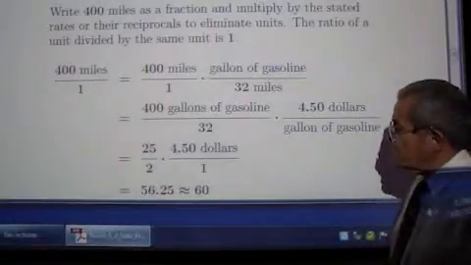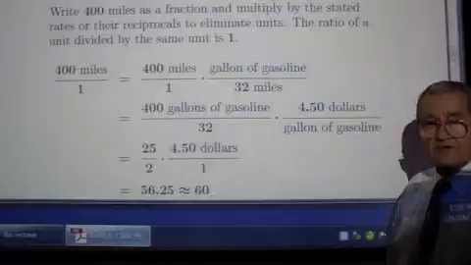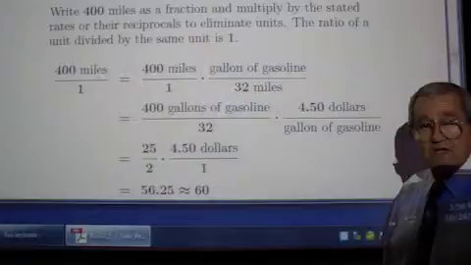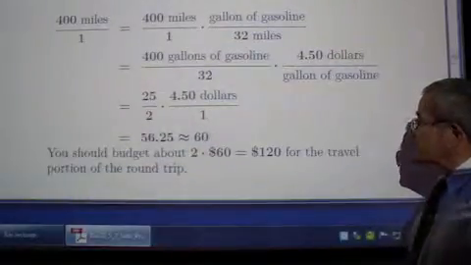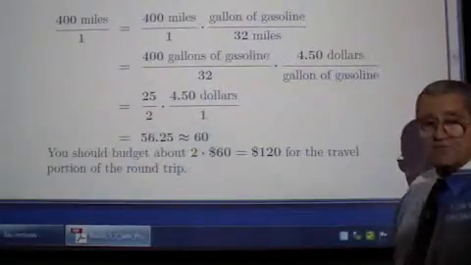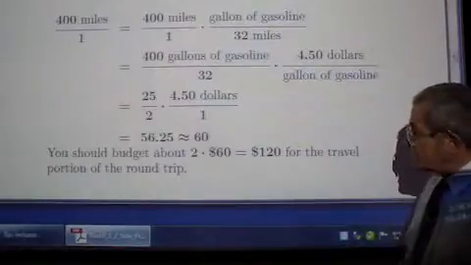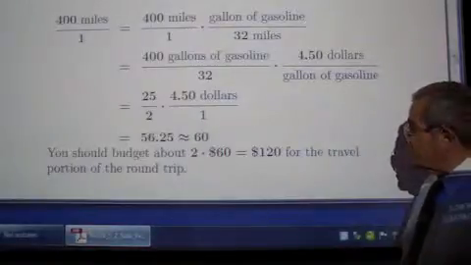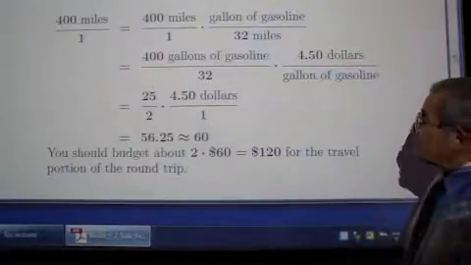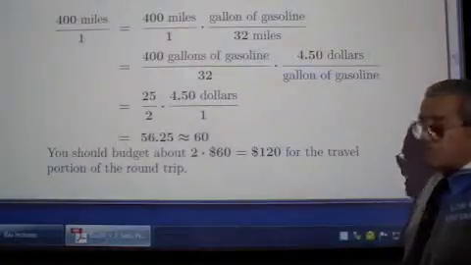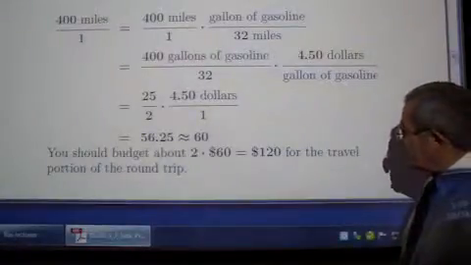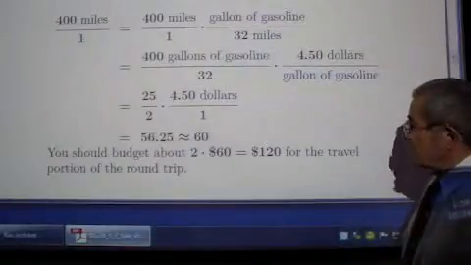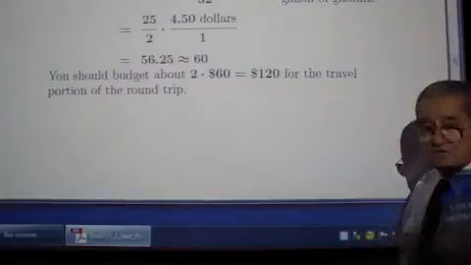So the trip going is about $60. And the trip coming back, I assume, is going to be roughly the same thing. You should budget $120 for the round trip. It's an estimate. Take a little bit more money just in case something is not quite right. Maybe inflation goes up. Maybe the price per gasoline is going to be more expensive. Maybe something happens to your car and you don't get 32 miles per gallon. So play it safe. But you have an idea of what you think you will need.